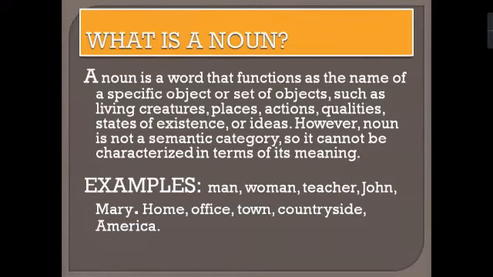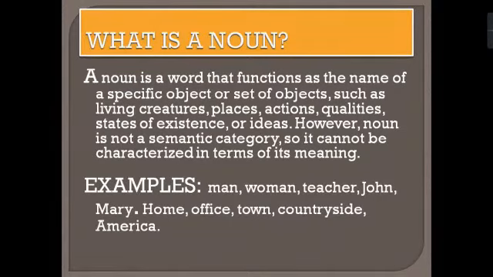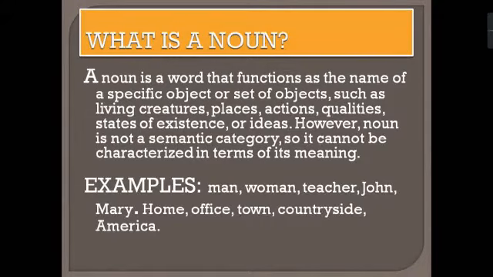What is a noun? A noun is a word that functions as the name of a specific object or set of objects such as living creatures, places, actions, qualities, states of existence or ideas. However, noun is not a semantic category, so it cannot be characterized in terms of its meaning. Examples: man, woman, teacher, John, Mary, home, office, town, countryside, America.